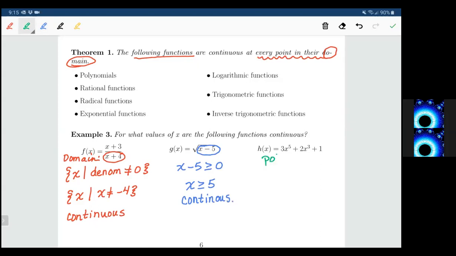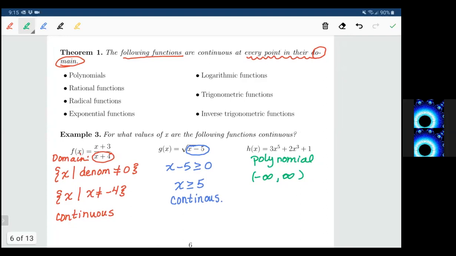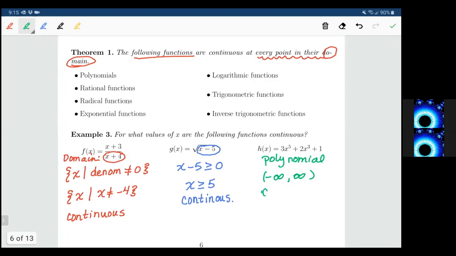Lastly, we have a polynomial, and remember that the domain of polynomials is -infinity to infinity, that is, all real numbers, and so polynomials are continuous for all real numbers.